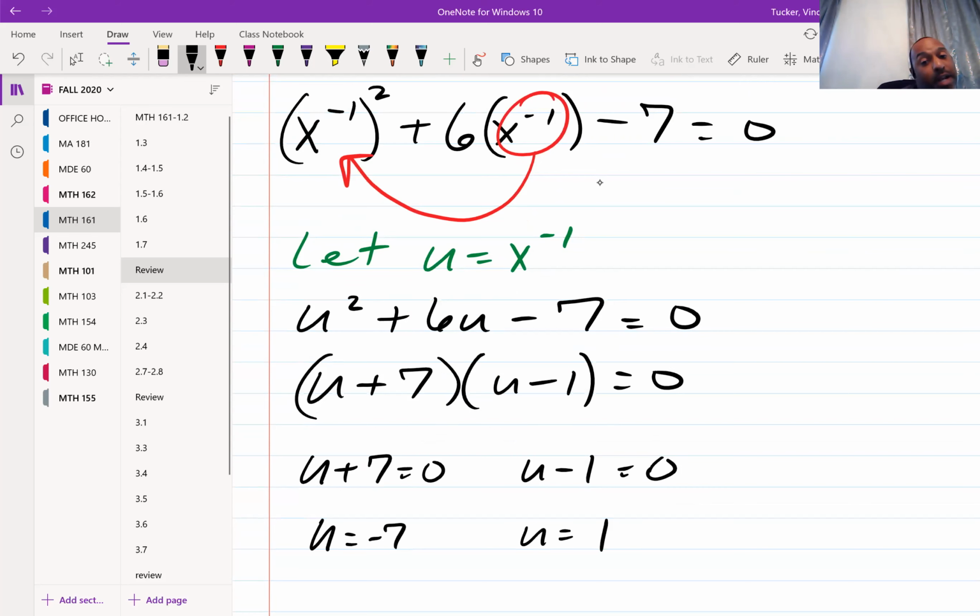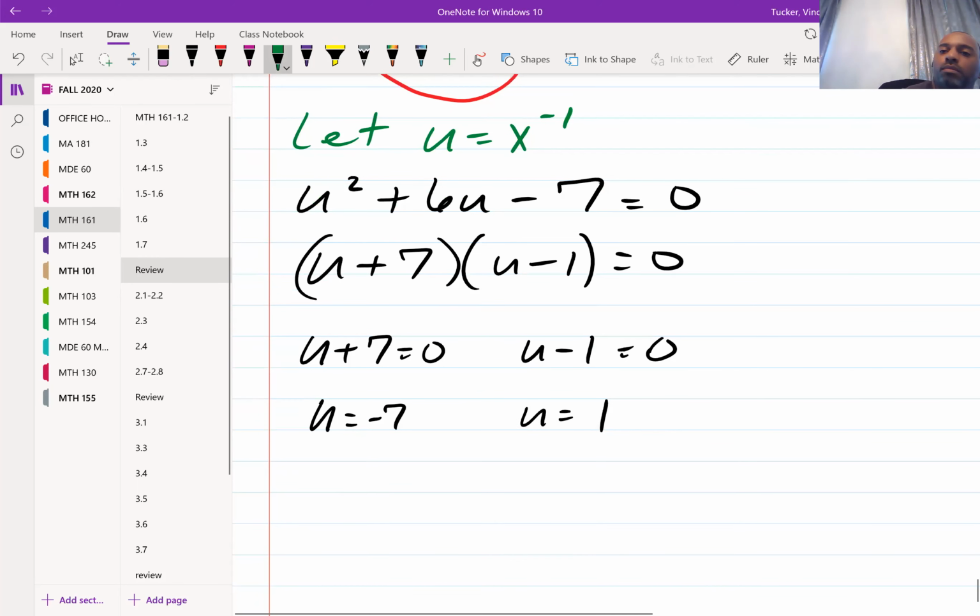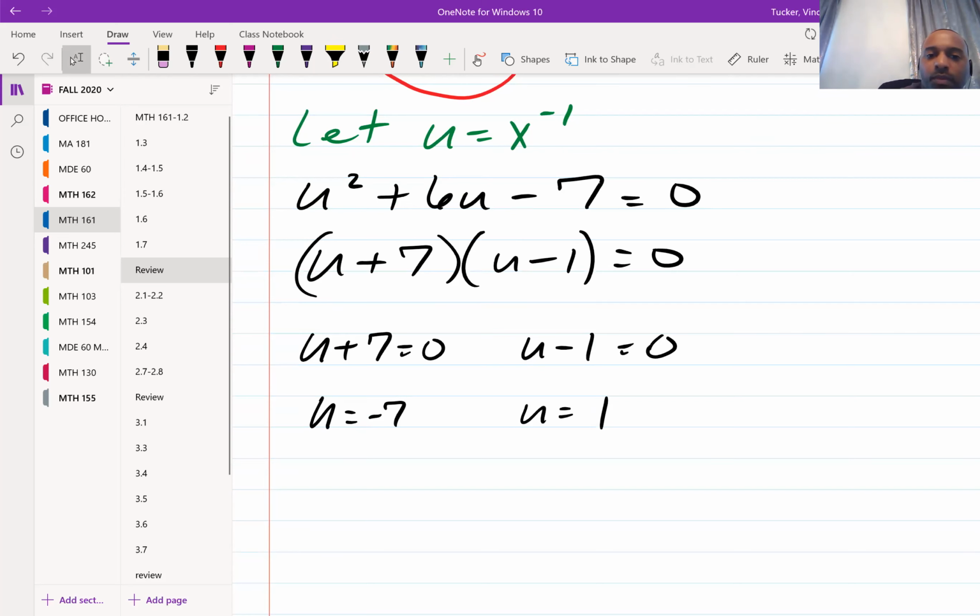Before we go any further, we're not finished, but before we go any further, questions on how we got here? All right, cool.